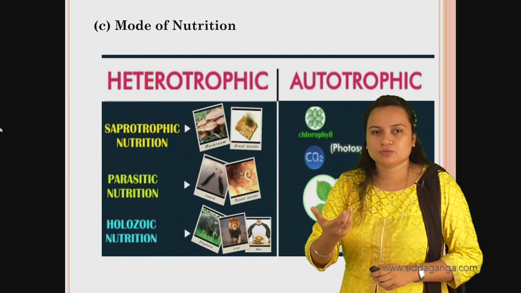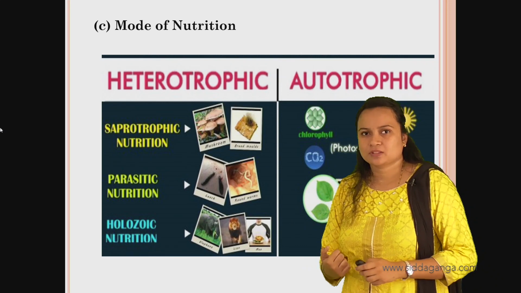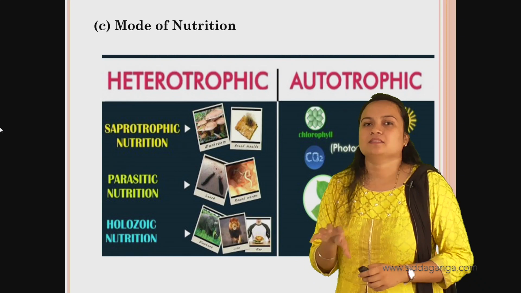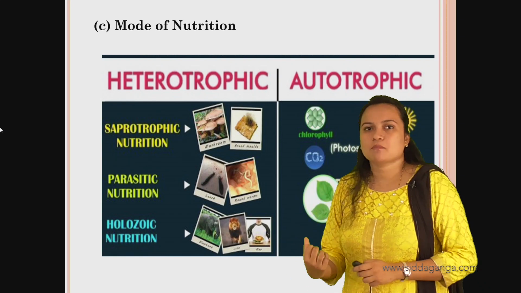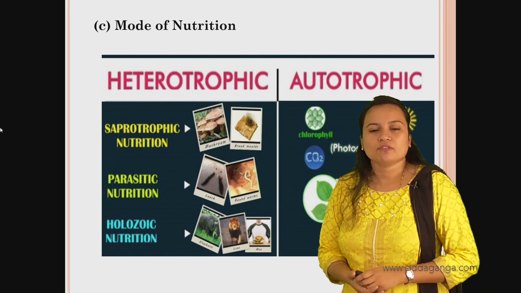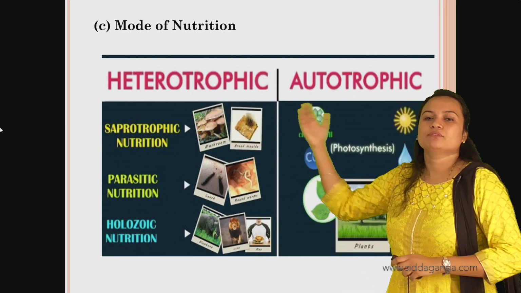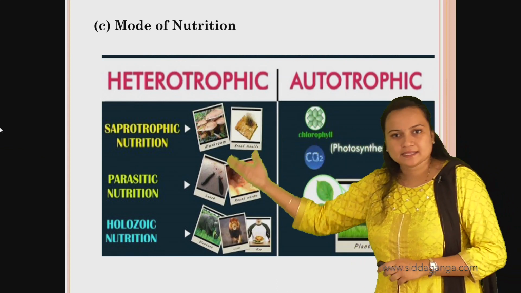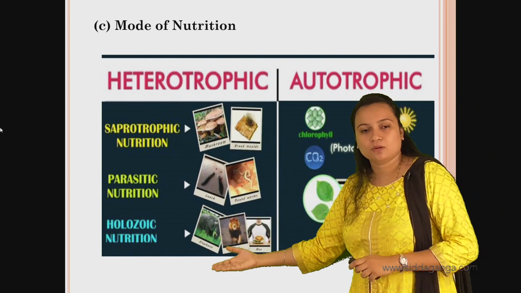That means nutrition is the process where we take in food. All living organisms consume food, and the simple food which is present is absorbed in the body and further utilized for the production of energy. Then nutrition is of different types: autotrophic and heterotrophic. In the heterotrophic, again, saprophytic, parasitic, holozoic.